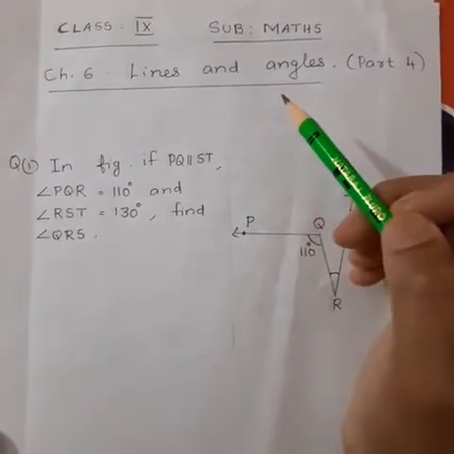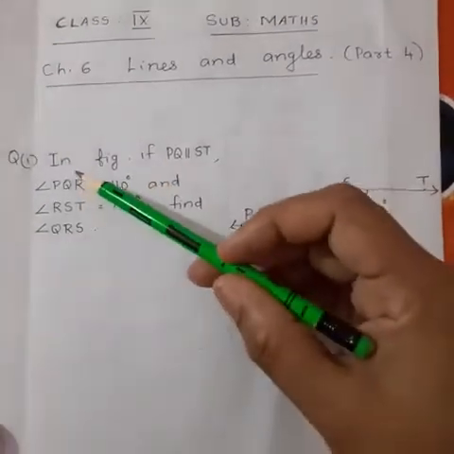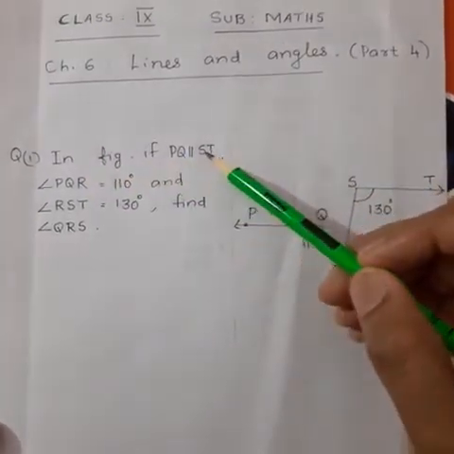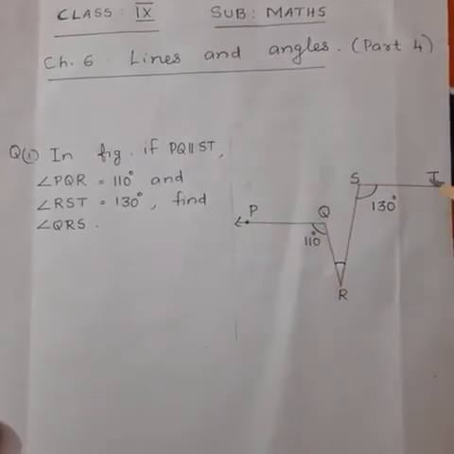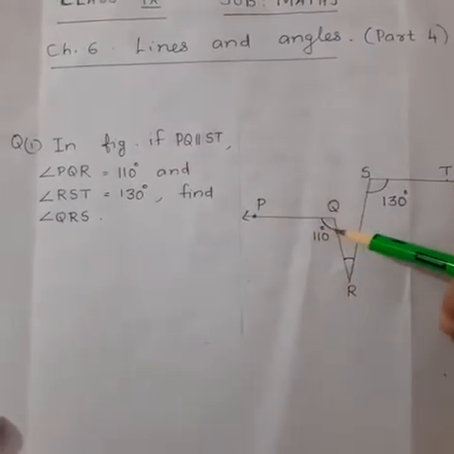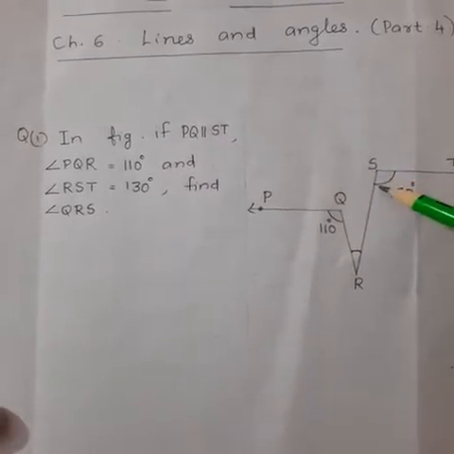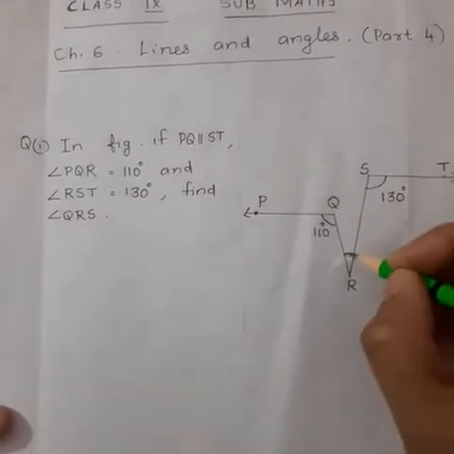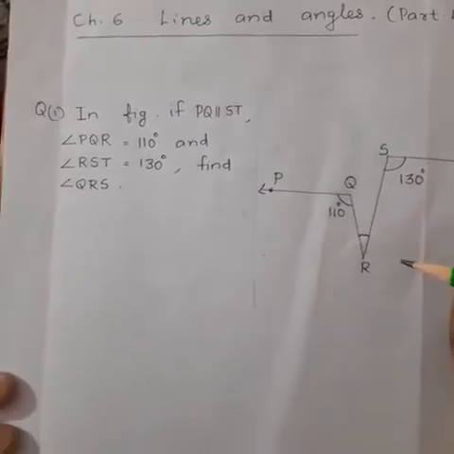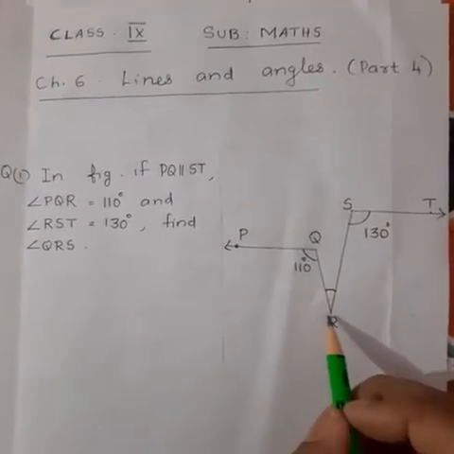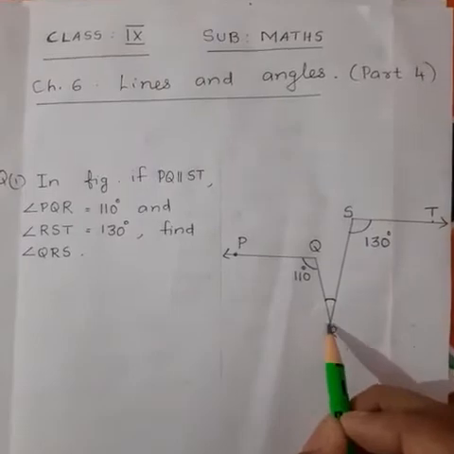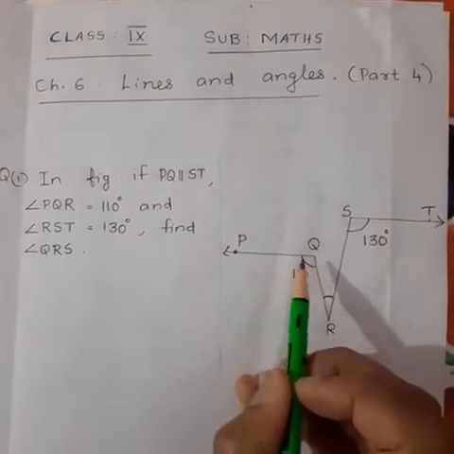Let's solve some questions. First one, in the figure, if PQ is parallel to ST and angle PQR is equal to 110 degrees and angle RST is equal to 130 degrees, find angle QRS. This angle you have to find out. To solve this, we have to draw a line through R which is parallel to PQ.